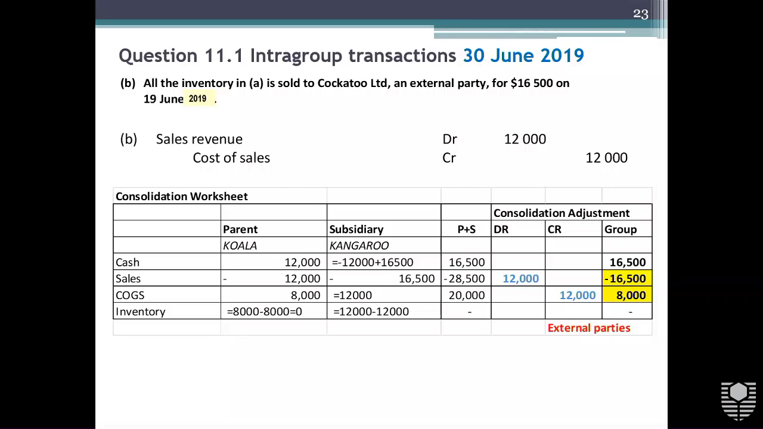What was the original price? $8,000. That is our cost of goods sold. That's what it needs to show. But when we look at the books of the parent and the subsidiary, when we add the two together, our cash is fine, but our sales figure is overstated because we've got the original $12,000 in the sales from the parent, which doesn't exist.